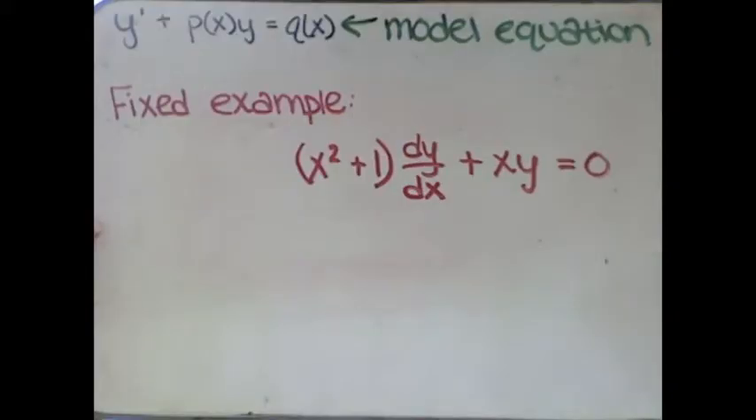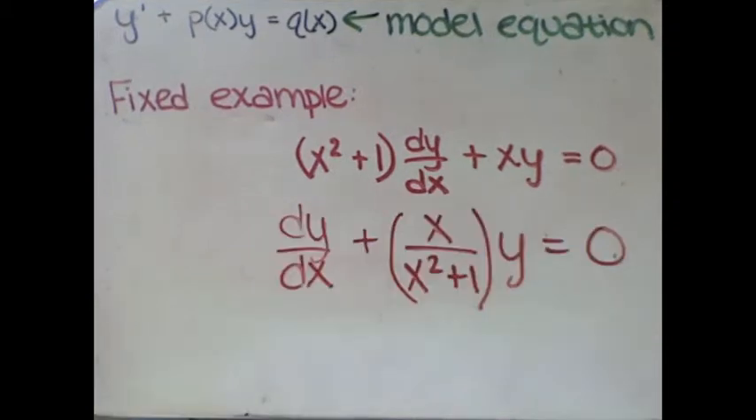In the next equation, x squared plus 1 times dy over dx plus x times y equals 0, we can see that it does not reflect the model equation form. Therefore, we must transform it so it does, and then we can use the integrating factors method. After dividing the entire equation by x squared plus 1, we get dy over dx plus x over x squared plus 1 times y equals 0.